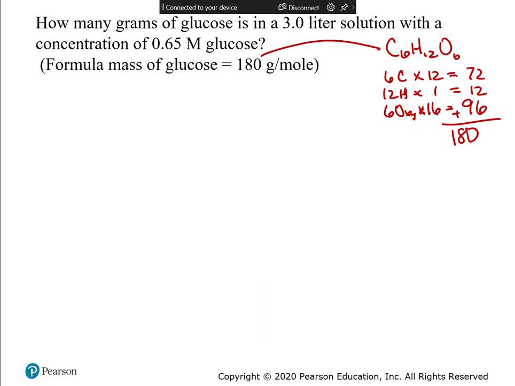The formula mass for glucose: each atom's mass times the number in the formula, and just add them all up. Right? So everybody remember that. So that's that formula mass, how many grams in 1 mole. So I want to know how many grams of glucose is in a 3-liter solution that has a concentration of 0.65 molar. Kind of like 2 steps to this one.